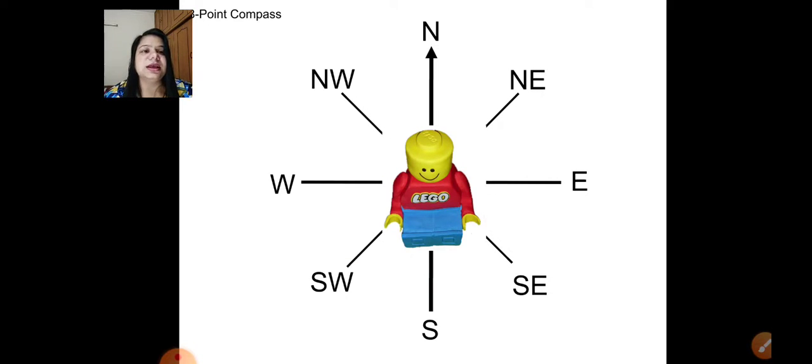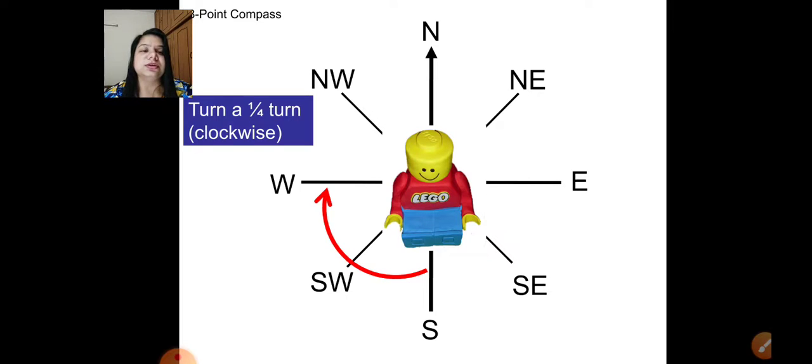Now just check, Legoman is facing towards south. And now if he has to take a 1/4 turn clockwise. So students, you must remember, you have done it in earlier classes. The full rotation is called a full turn. One full revolution is called one full turn. And when we have divided it into north, east, south, west, what is this? North to east, it is 1/4 of the turn.